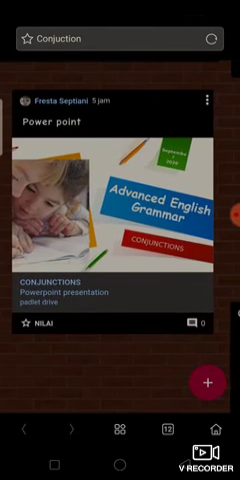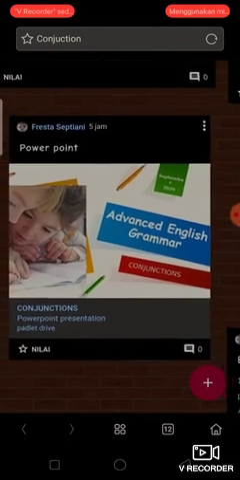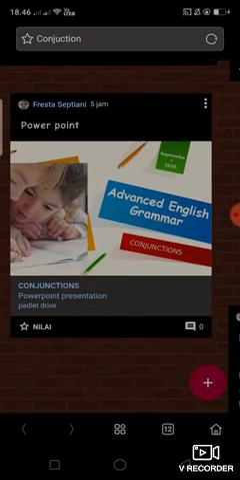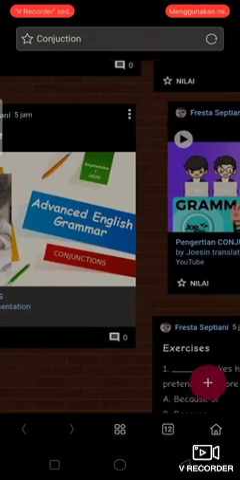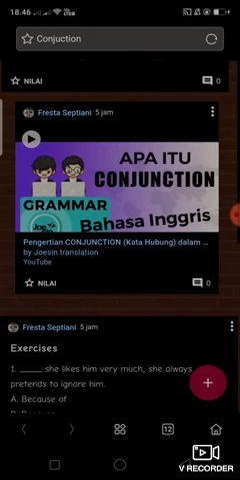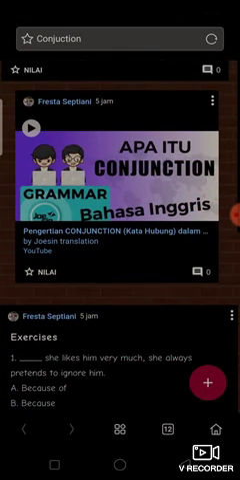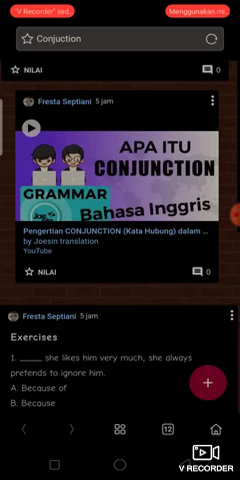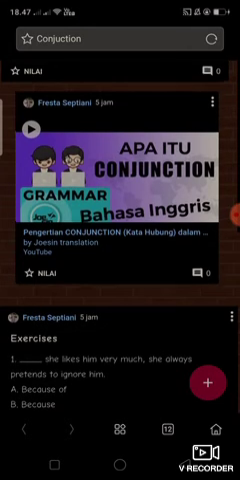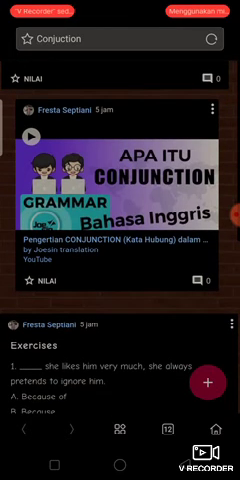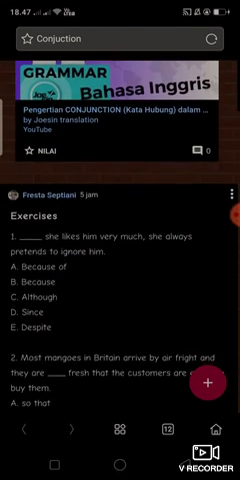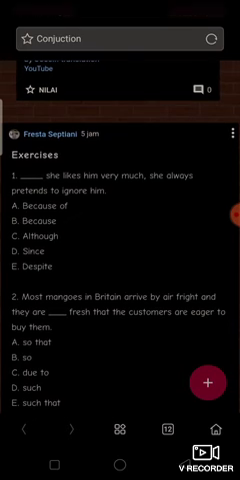Okay, so here I also provided a PowerPoint so the students can open it and download it for increasing their knowledge. And I also provide the link for conjunction, and the students can open it and understand more. And then the next one is exercises.